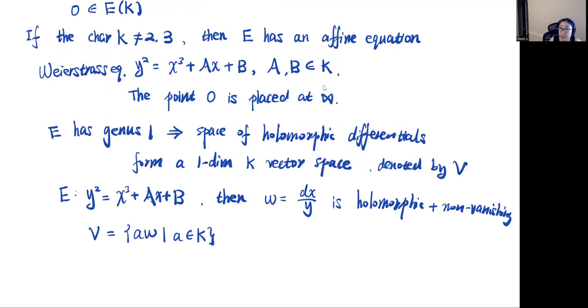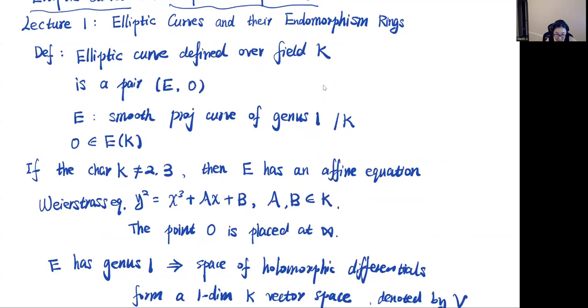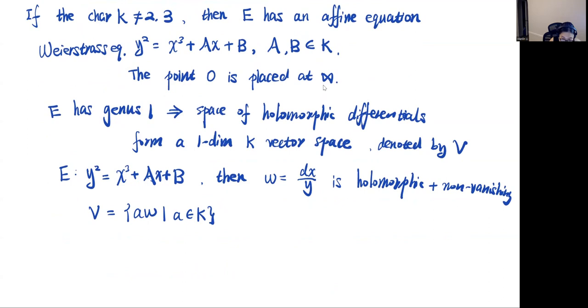Okay, so this is the first definition of an elliptic curve, the first way you think about an elliptic curve: a smooth algebraic curve of genus 1 with a specified point O. Okay, next we will think about another special thing about an elliptic curve, which is that it is an algebraic group. So elliptic curves are algebraic groups.